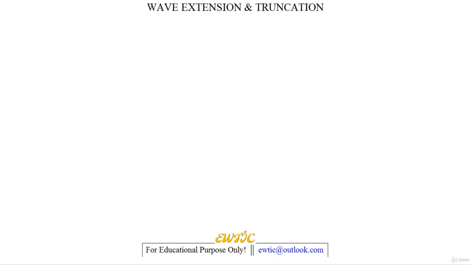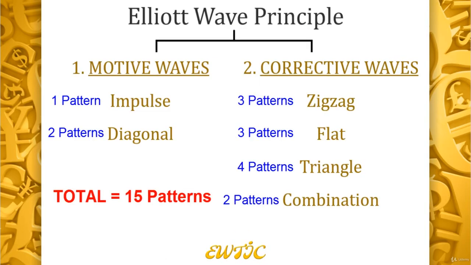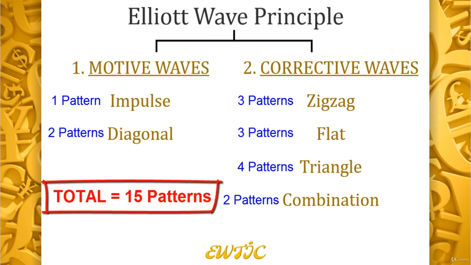Just as a summary, we have learned that the Elliott wave principle can be subdivided into two main categories, the motive waves and the corrective waves. The motive wave has two subcategories, the impulse waves and the diagonals. The corrective waves have four subcategories, the zigzag, flat, triangle, and the combinations. These are a total of 15 patterns that we have learned. We have learned how to recognize them.